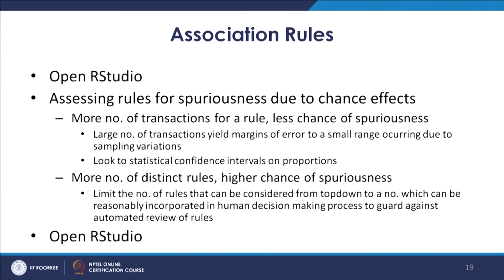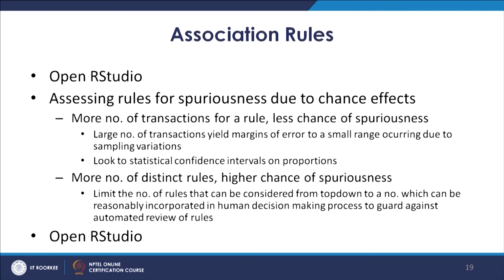So, this is one. The second point that we are discussing here is that if there are more distinct rules, then there is a higher chance of spuriousness. If we look at our business and operational capabilities, and we go with a higher number of distinct rules, then there is more chance that this spuriousness is going to occur.